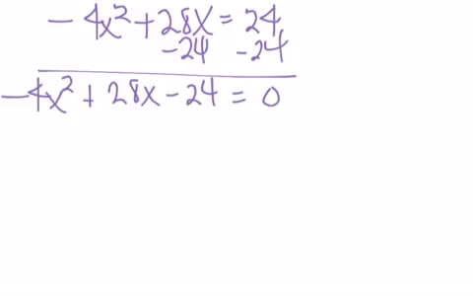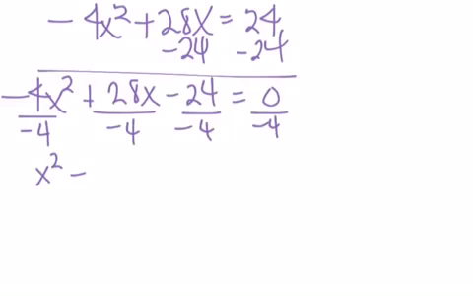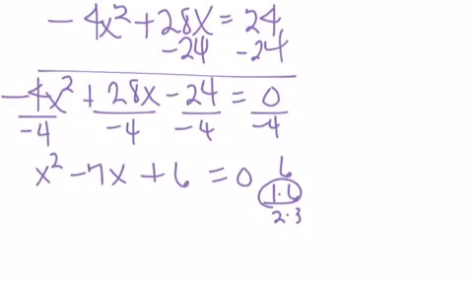Just like in the earlier problem, all of these will divide by 4, so let's divide everything by negative 4. So now we have x squared minus 7x plus 6 equals 0. To do AC factoring, A is 1, C is 6, so AC is 6. The factors of 6 are 1 and 6, 2 and 3. Well, which one of those will add and give me 7? The answer is 1 and 6.